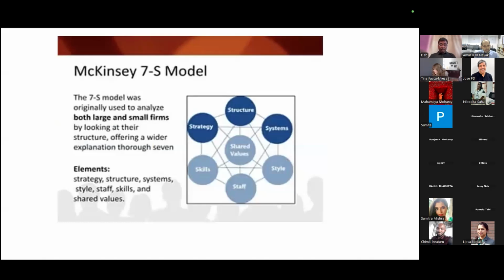You can visualize the McKinsey 7S model as systems thinking. See how the structure, the organizational systems, the style, staff, skills, and shared values are interconnected. They work in tandem, they jointly work, and each one is impacting the others.